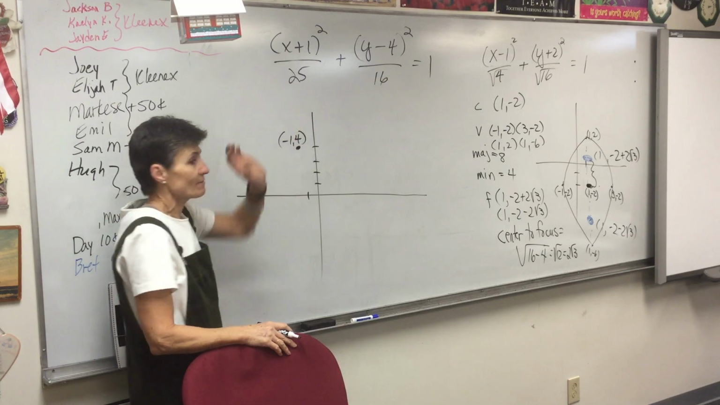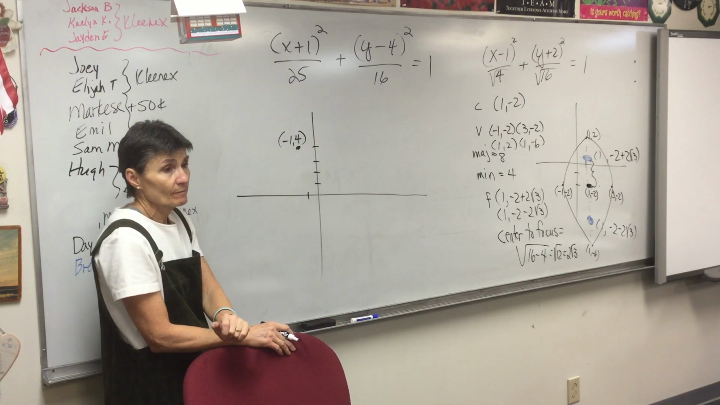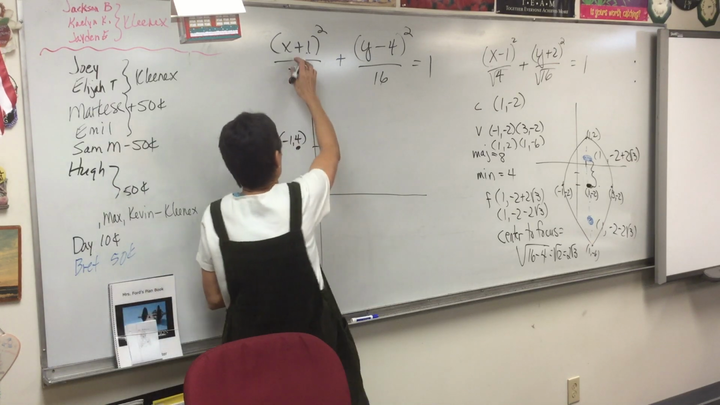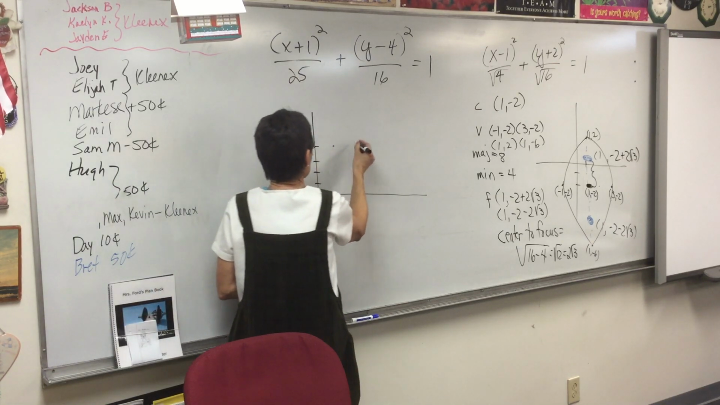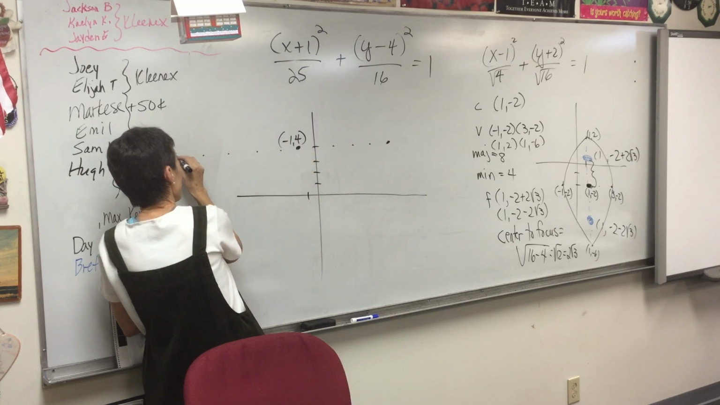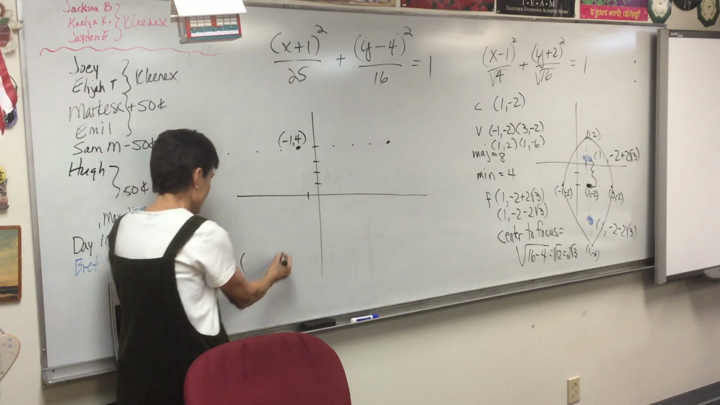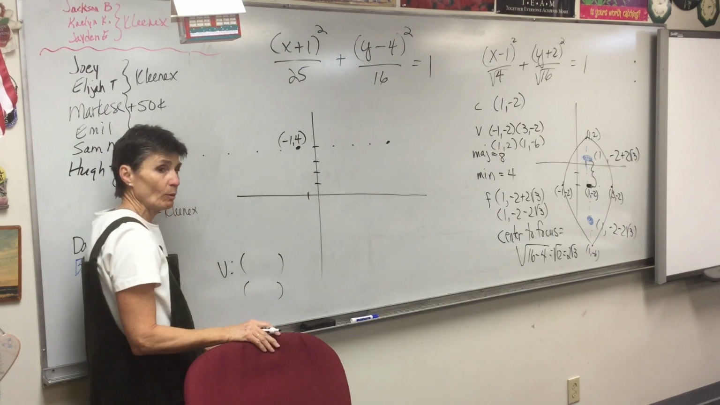So what does this 25 tell me? 5. 5 which way? Left and right. That's the X number. So 1, 2, 3, 4, 5. 1, 2, 3, 4, 5. All right, now I need to label those because there's a blank that says vertices, and you need to write all these points in there.